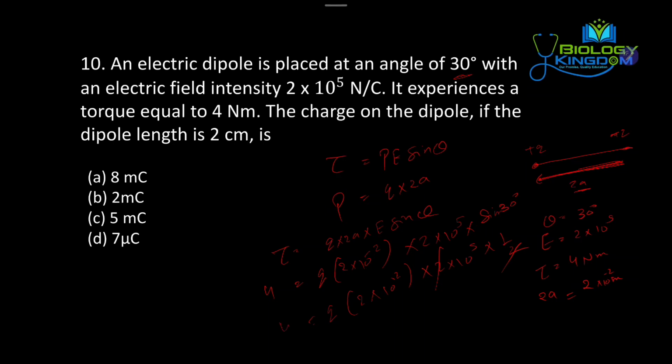So 1 by 2, the 2s cancel, 4 here, 4 by 2 gives 2. So 2 is equal to q, and if the base is same, powers will be added. So the value of q will be 2 upon 10 raised to power 3, so the value of q is 2 into 10 raised to power minus 3 coulomb. Minus 3 is milli. B is the right answer. Okay, so now we'll move on.